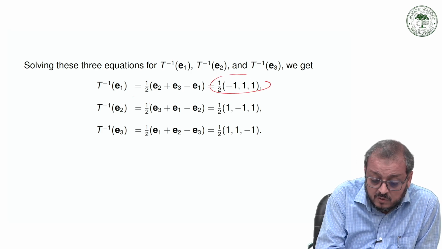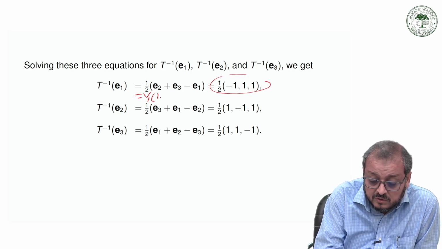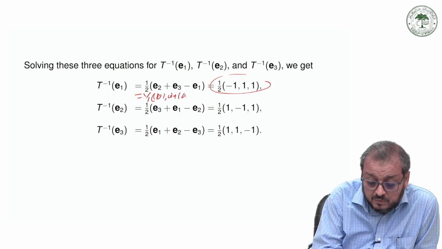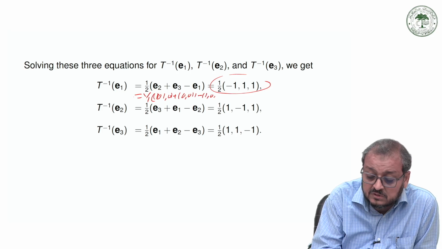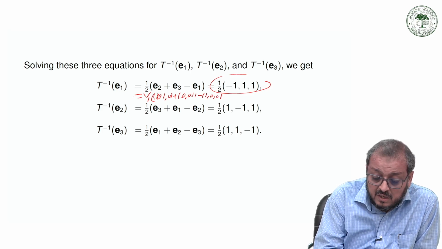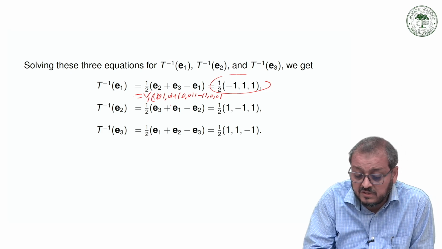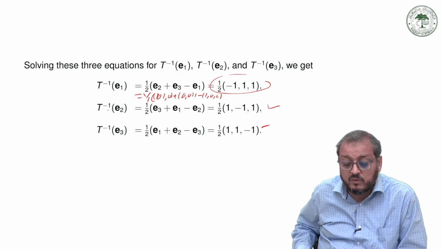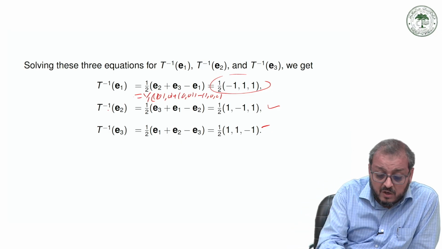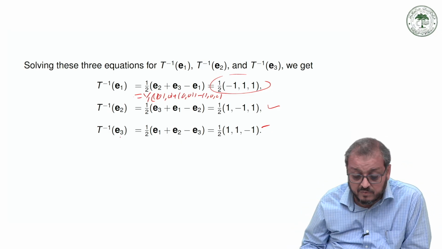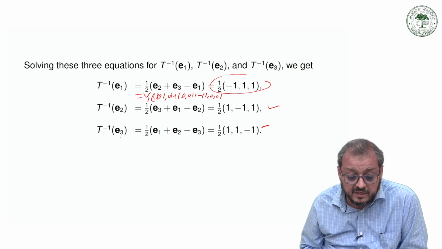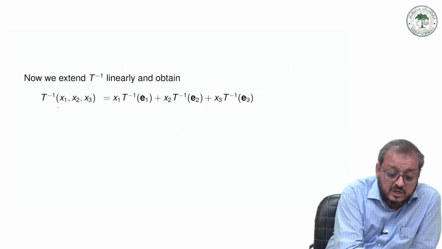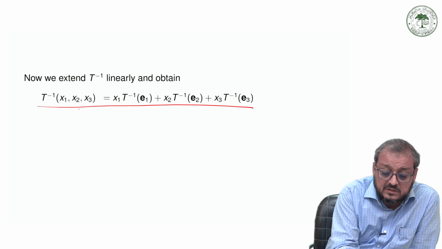We just say that it is equal to 1 by 2 times (0 1 0), and then we have plus (0 0 1), and then minus (1 0 0). So, this is equal to (minus 1 1 1), and similarly for the others. So, T inverse E1, T inverse E2, T inverse E3, we have to calculate the values in this form. Now, T inverse of E1, E2, E3 can be written as a finite linear combination.